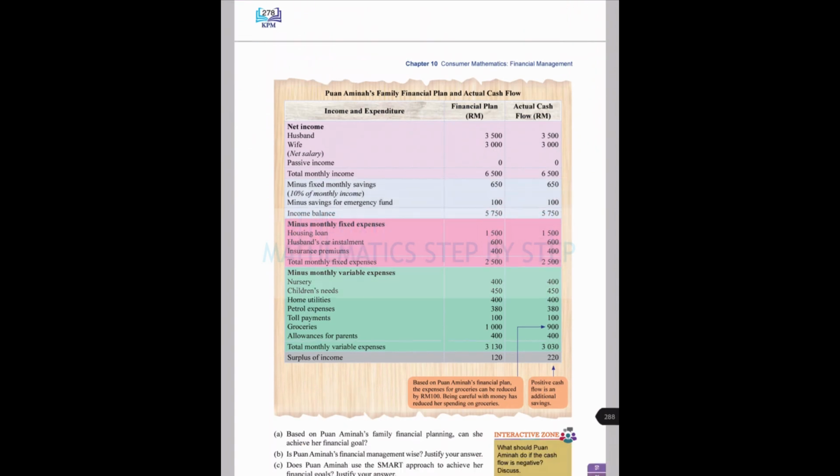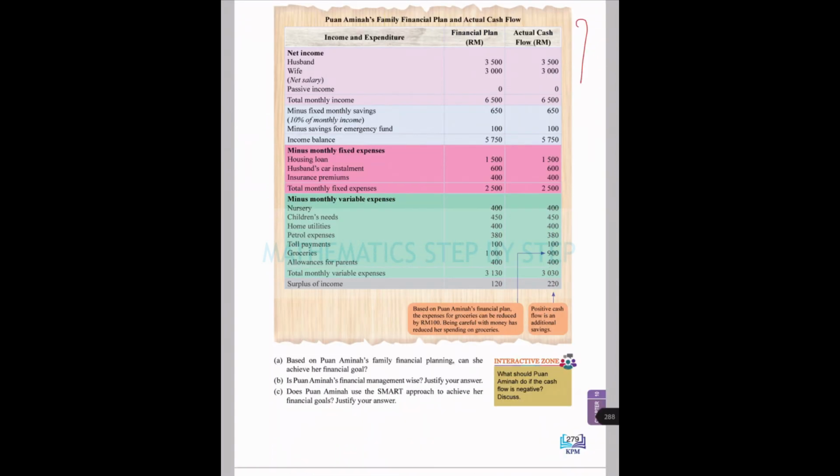So now this is the actual cash flow for that month. The table that we have seen just now is what has been planned by Puan Aminah. So now this is the information that we have discussed in the table just now. Let's compare with the actual spending behavior. Puan Aminah's husband income 3,500, her income 3,000, total income 6,500, then monthly savings 650, and 100 for emergency fund, 5,750 remaining.